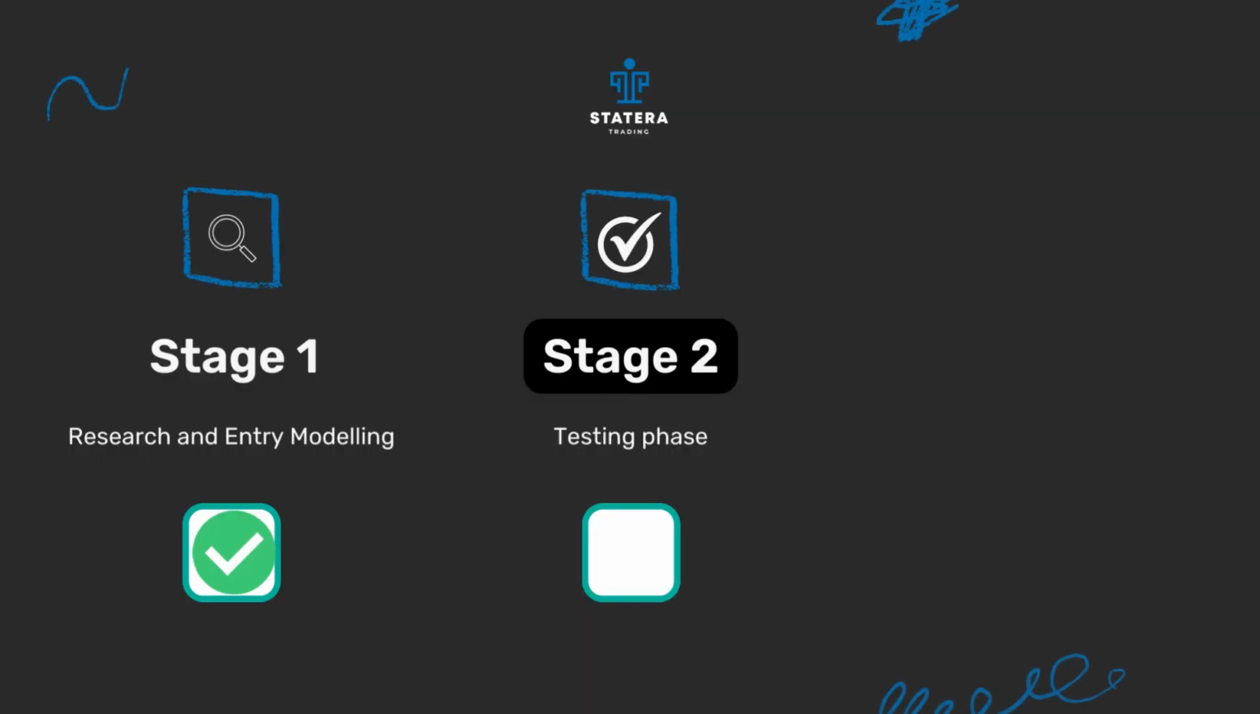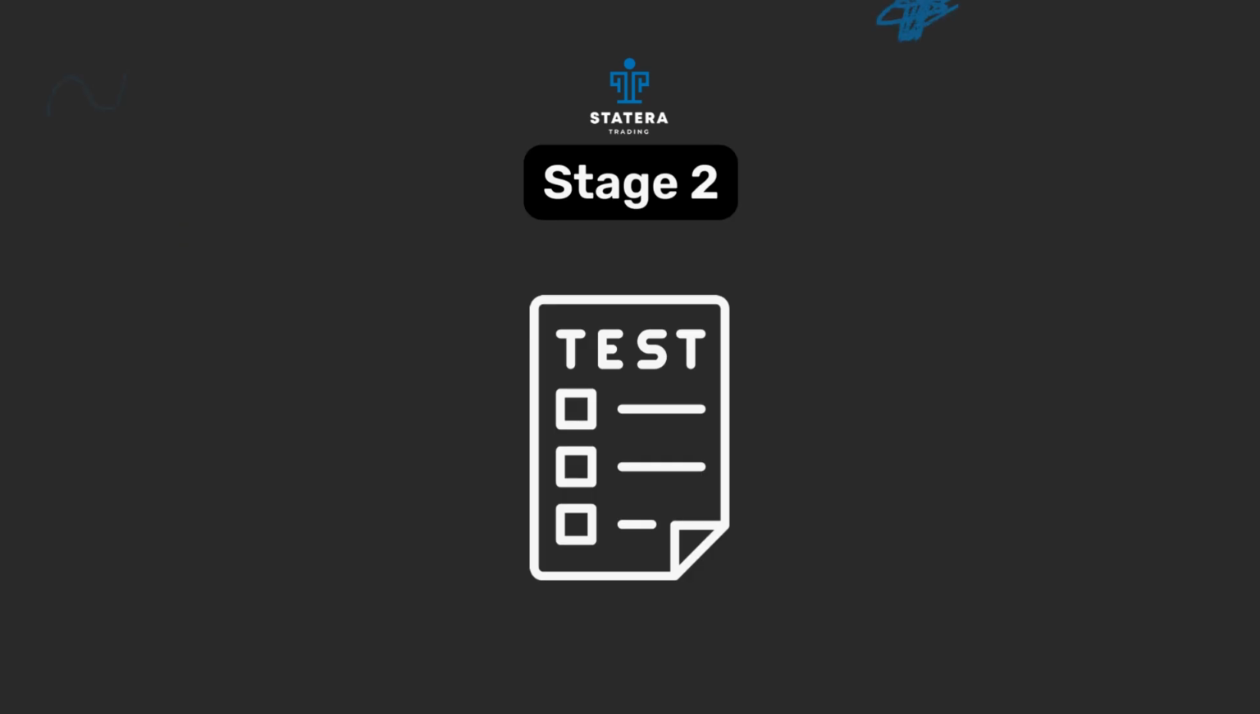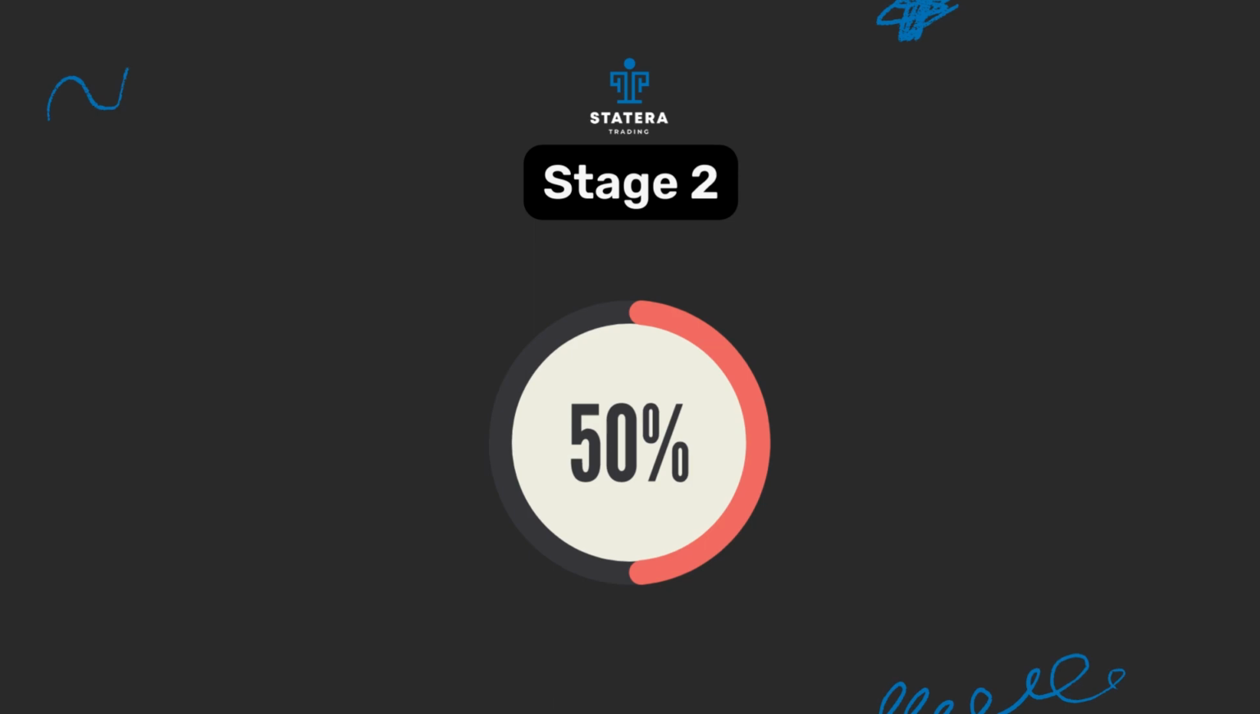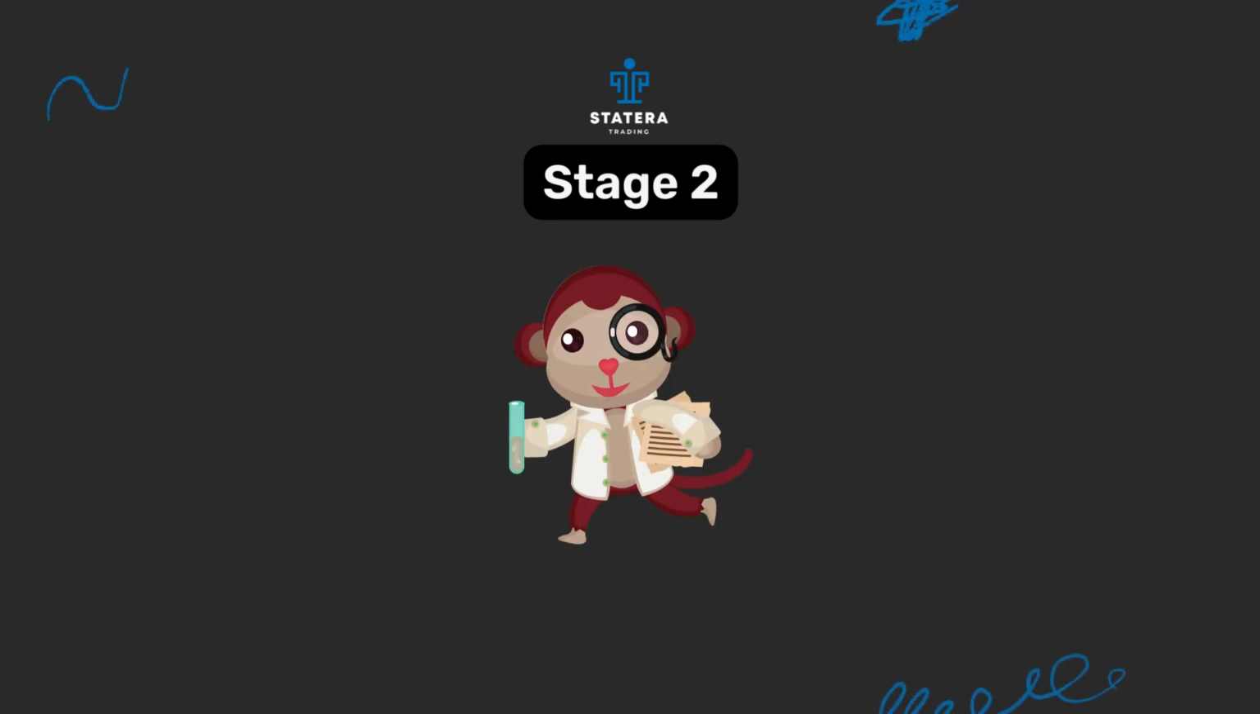So we have completed stage 1, research and entry modeling. Let's move on to stage 2, testing phase. So stage 2, the testing phase. This is a very important stage as we first want to see if this pattern has at least a 50% strike rate when we have a risk to reward ratio of roughly 1-to-1. This process can sometimes be referred to as the monkey test.